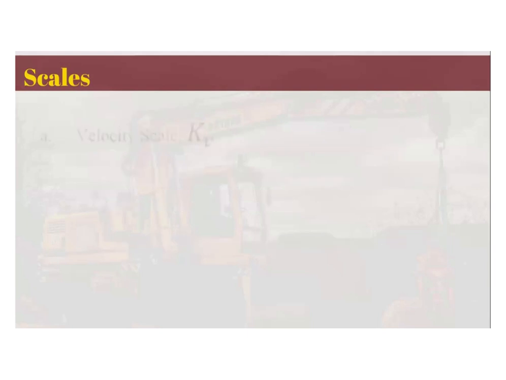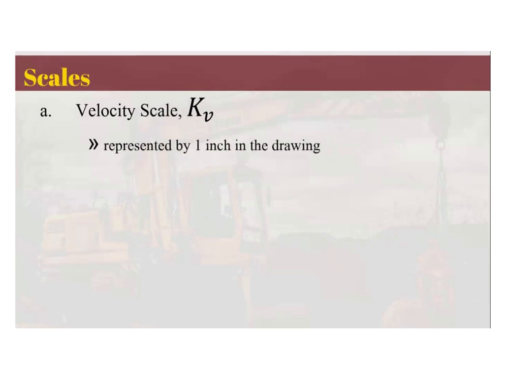The second one is velocity scale. Velocity scale is represented by 1 inch in the drawing.